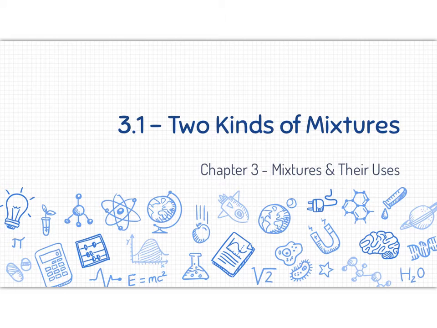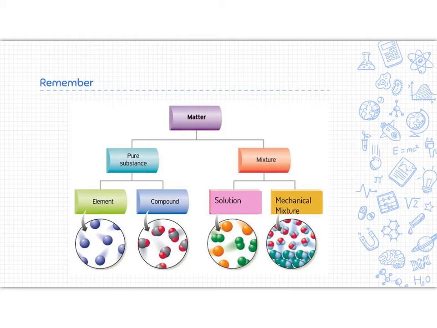All right, we're taking a look at 3.1, two kinds of mixtures, and this is the start of chapter 3, which is mixtures and their uses. So remember this little diagram here. All matter can be sorted into two types of substances. We can have a pure substance or we can have a mixture.